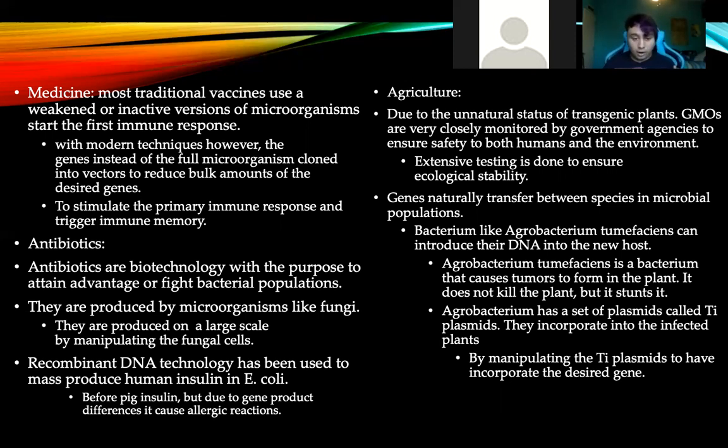Moving on to antibiotics. Antibiotics are a biotechnology in and of themselves, with the express purpose to attain advantage or fight bacterial populations. They are produced by microorganisms like fungi, and they can be produced on a large scale by manipulating those fungal cells. Recombinant DNA technology has been used to mass produce human insulin from E. coli. Before this point, pig insulin was used. However, humans had allergic reactions to it. But now that human insulin is being produced in E. coli, we don't have to worry about that allergic reaction anymore. Now, a continuation of the agricultural side.